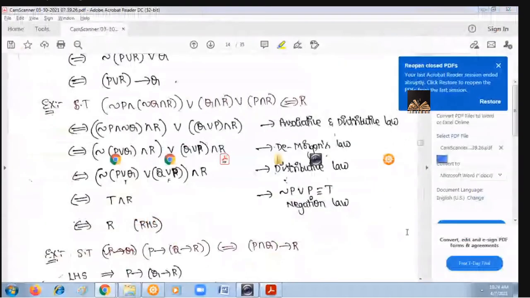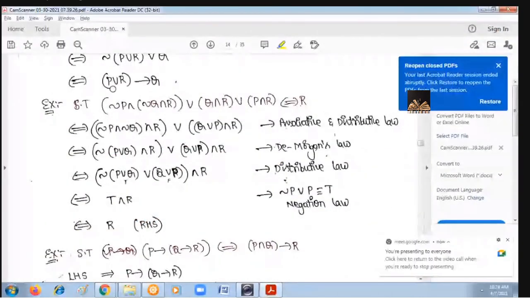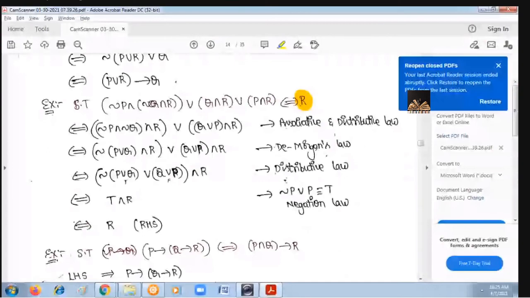So, here prove that this compound proposition is logically equivalent to R. Right? So, take the LHS part. When you observe in the resultant, in the RHS part, you have R, a single R, right? So, what I will do is, I'll try to separate R and keep that aside. Here your R is combined with negation Q, so I'll remove this negation Q from this R.